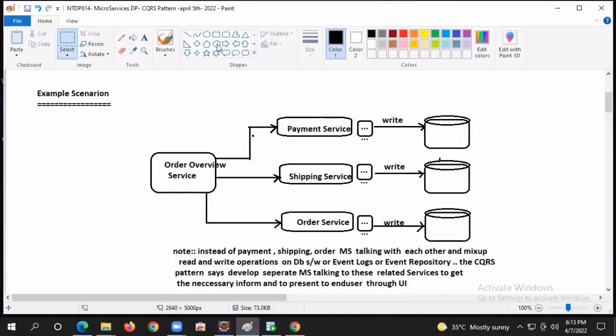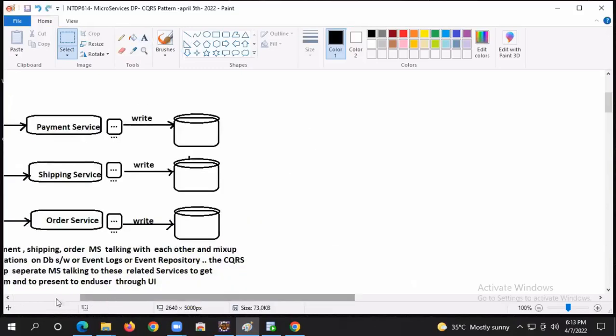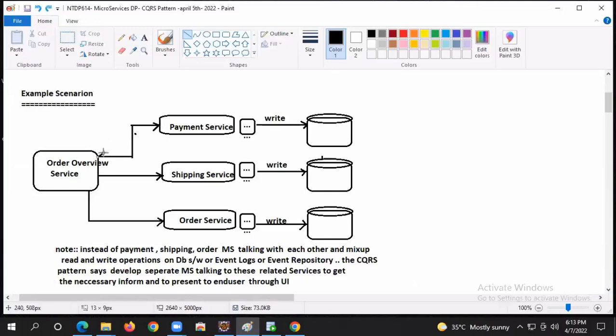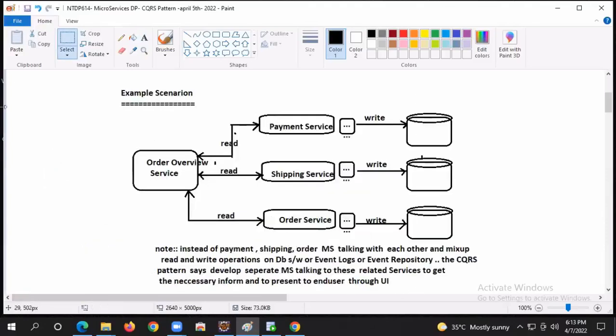Okay. Now tell me here. They will be doing only write operations. When it comes to this order service, guys, it will be busy performing read operations from those services. Whatever state they have, based on the state, it will do read operations and give the data to the UI to present to the end user.